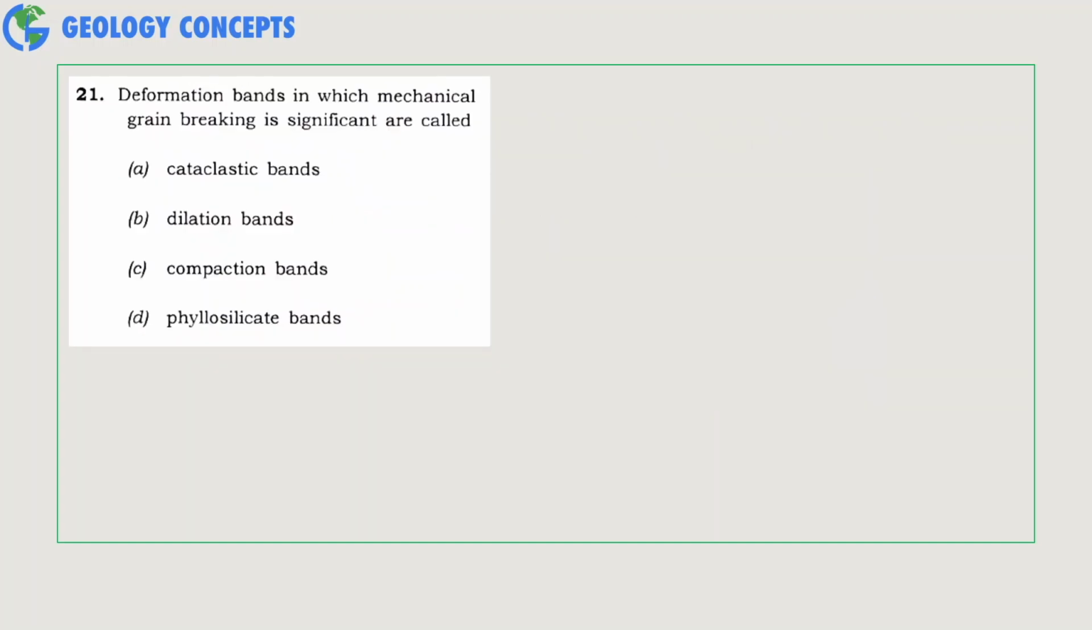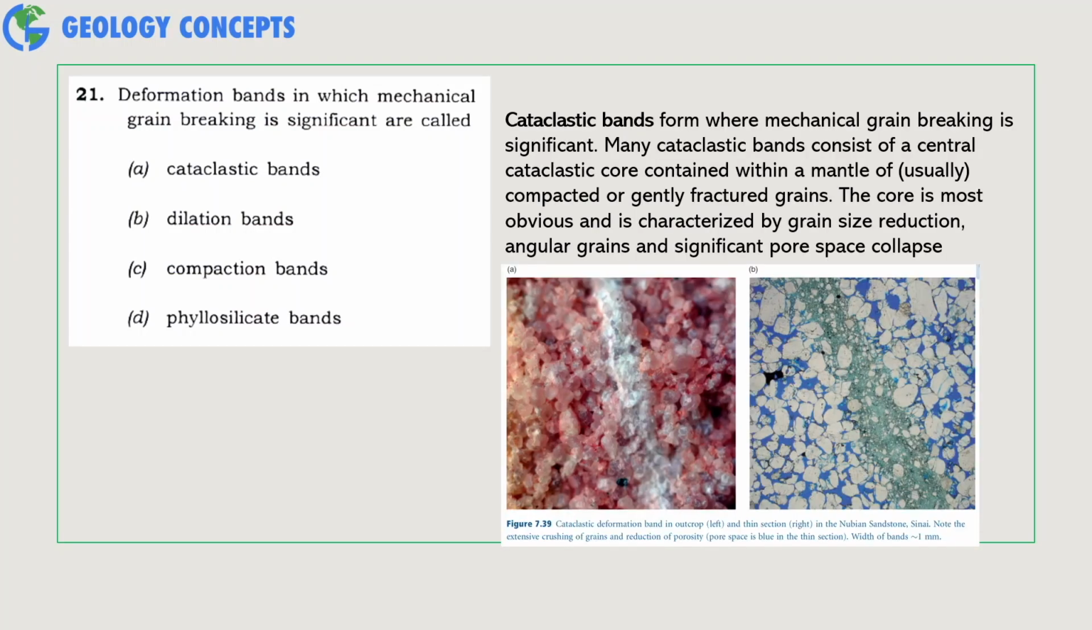Moving to the next question. Deformation bands in which mechanical grain breaking is significant are called which of the following? Cataclastic bands, dilation bands, compaction bands, phyllosilicate bands. So cataclastic bands form where mechanical grain breaking is significant. The bands show a cataclastic core characterized by grain size reduction and angular grains with fractured mineral grains, as you can see from the figure given in the slides. So option A will be the correct answer.